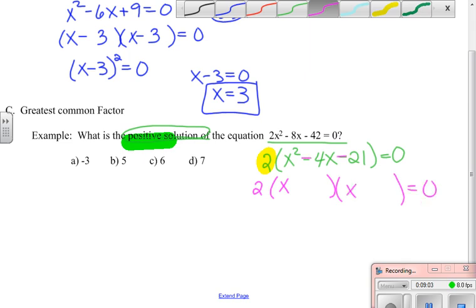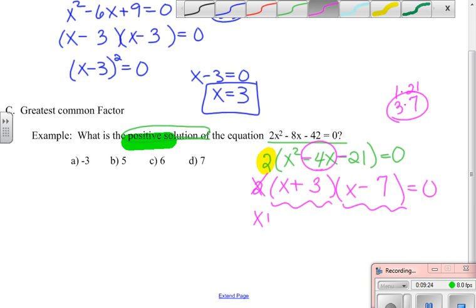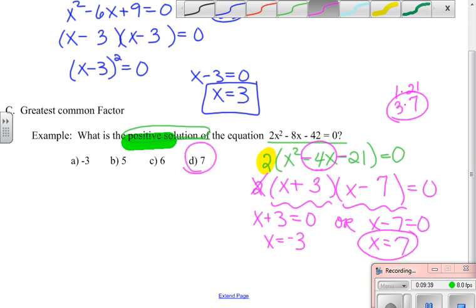I have minus minus, so that means I have one of each. Look at the factors of 21 and say, how could they subtract to make negative 4? They would obviously boil down this way. When I look at this factor and this factor, no variable, I don't have to consider it. X plus 3 equals 0, or x minus 7 equals 0. Subtract 3, add 7, and it's clear that 7 is my only positive answer.